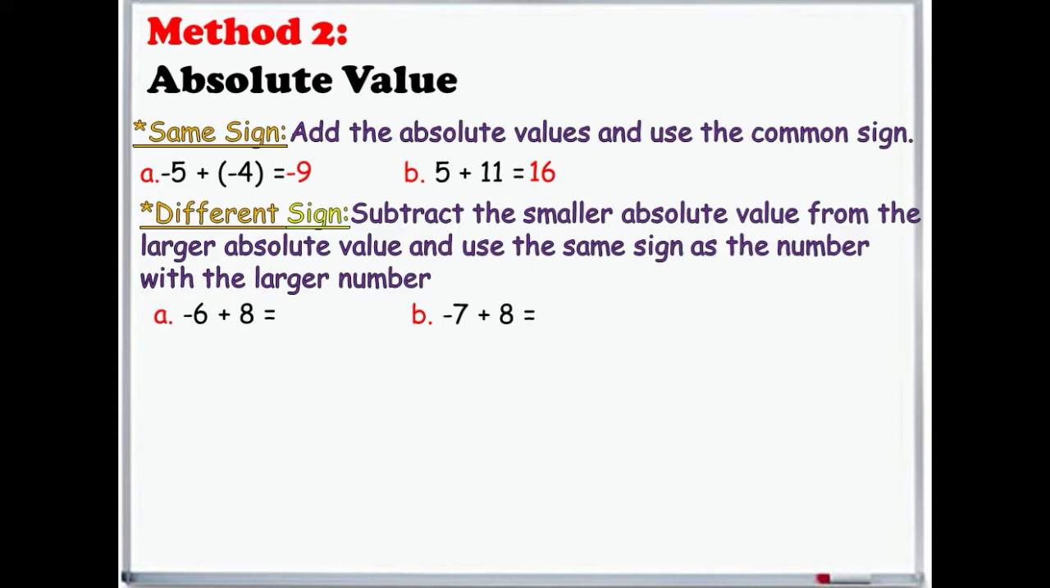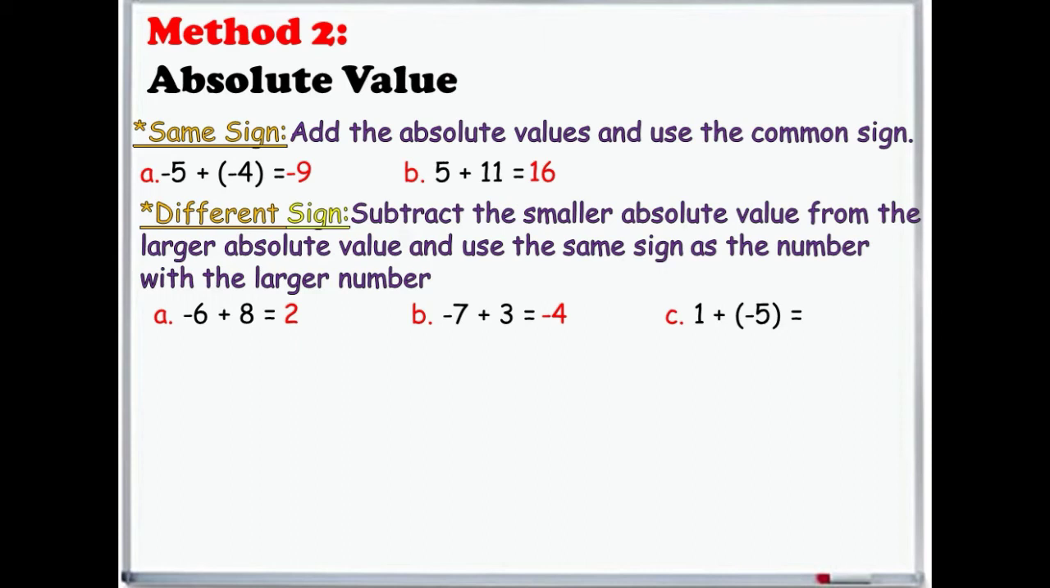So, alin dito ang may maliit na absolute value? Tama. For letter A, ang may maliit na absolute value ay negative 6. Ito ay ibabawas natin kay 8. So, absolute value ni 8 minus absolute value ni negative 6 is equal to 2. Here, ang sign ng number na may larger absolute value is positive, which is positive 8, kaya positive ang sagot natin. For letter B, we have negative 7 plus 3.